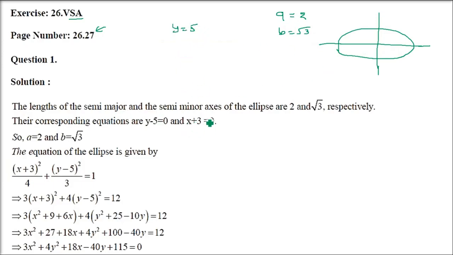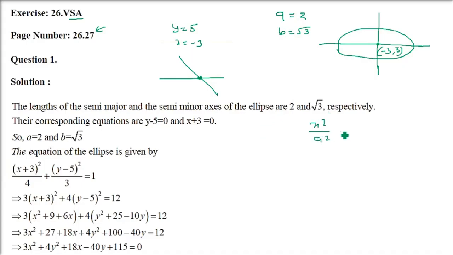The equations are given, and the point where these two lines intersect is the center. So when we solve it, what are we going to get? y equals 5 and x equals minus 3. So the center is, if these two were certain lines, y minus 5 equals 0, x plus 3 equals 0, that means y is 5 and x equals minus 3. So minus 3 and 5 is the center of this ellipse.